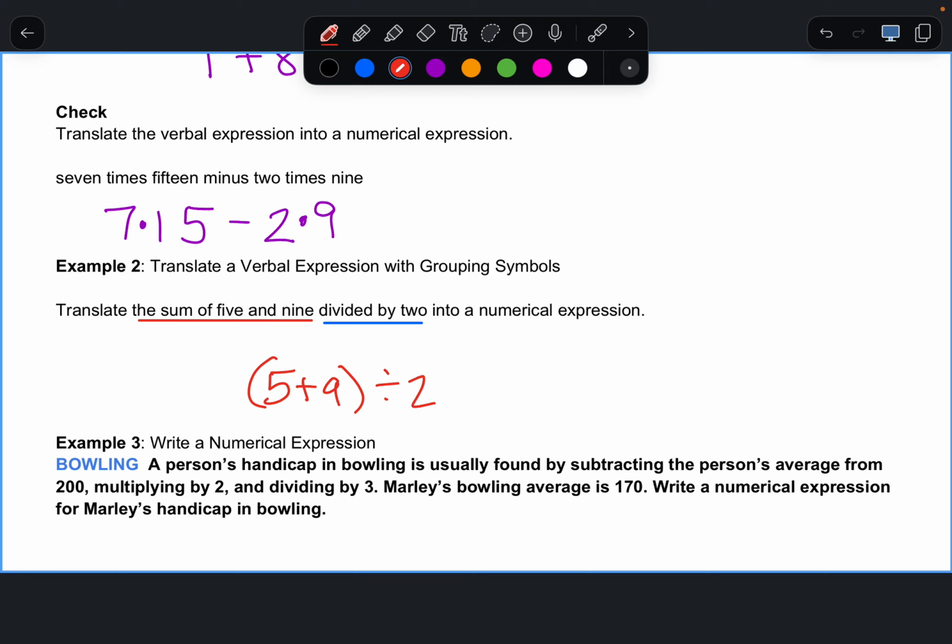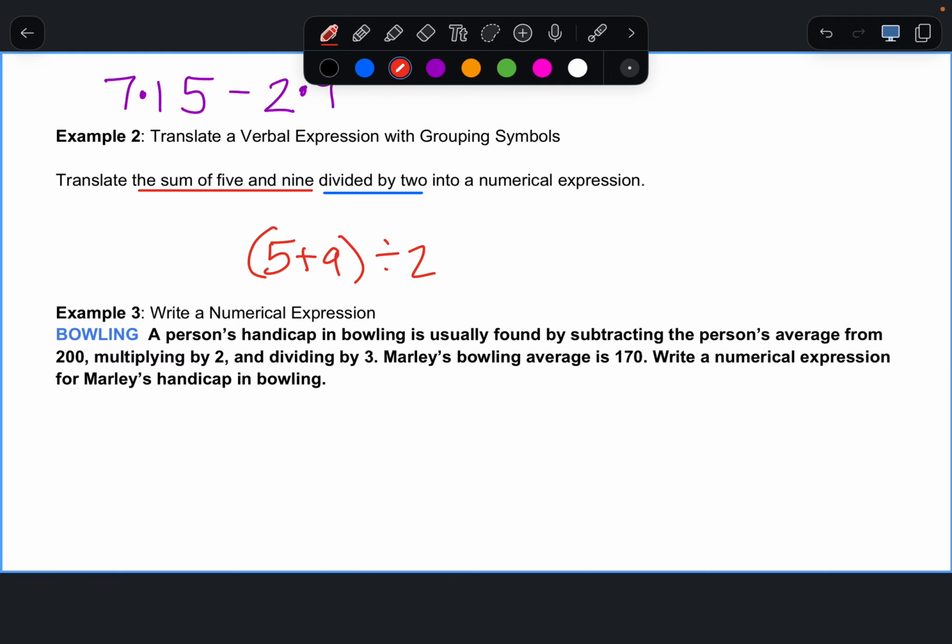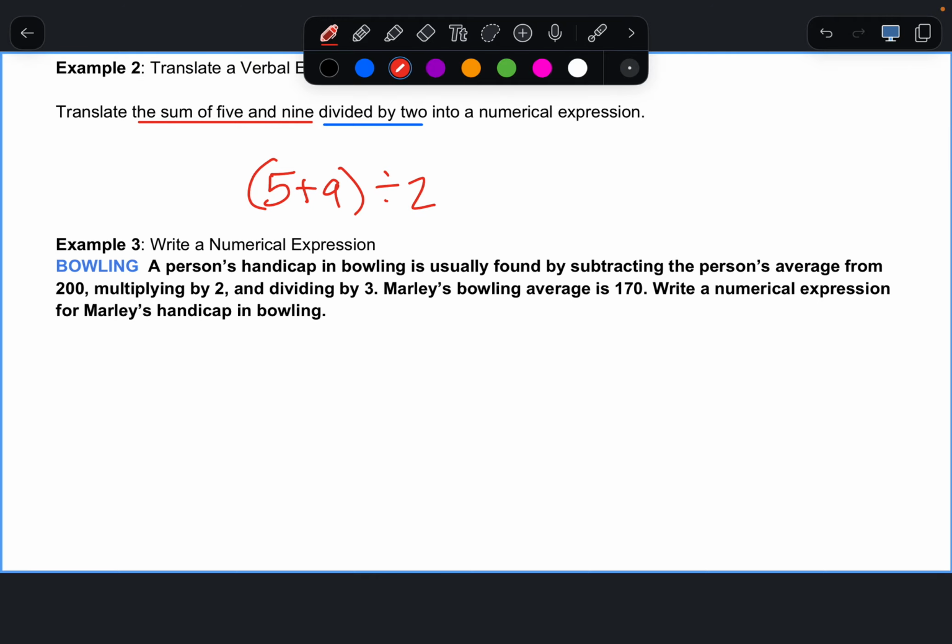So the average, I forgot how to find it. They gave it to you. It's 170. Thanks for remembering. Okay, thank you, Nora. So 200 minus 170, multiplying by 2. Parentheses. I don't understand when to put parentheses.